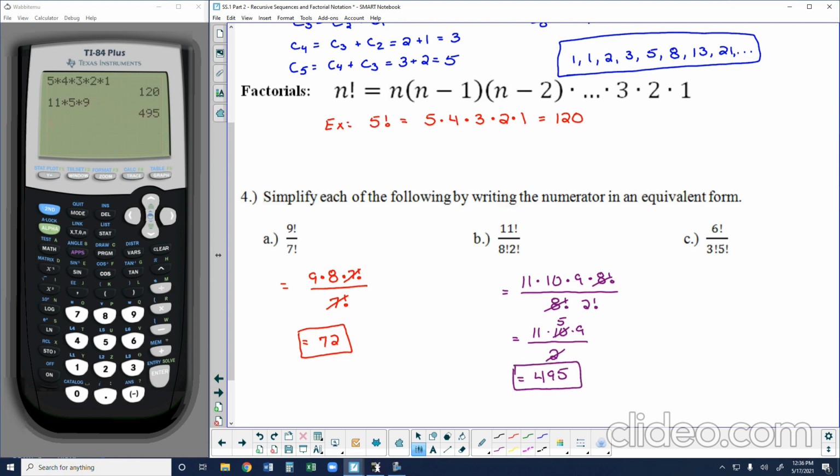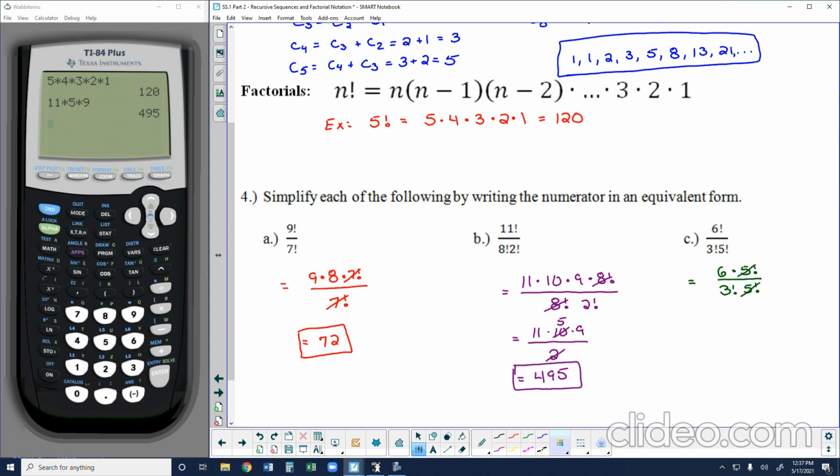Go ahead and pause the video and see if you can do C. Hopefully you've had a chance here to find an answer for C. There's a couple different ways that we may go about doing this, but I'm going to go ahead and write 6 factorial as 6 times 5 factorial. And now, if I compare my numerator to my denominator, I see the 5 factorials cancel out.